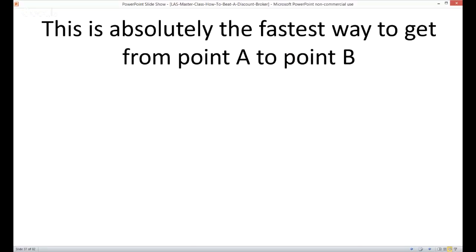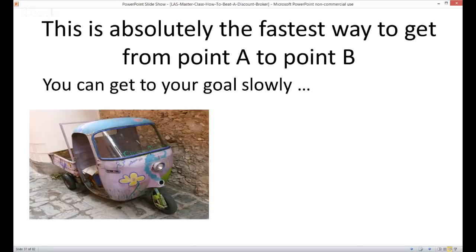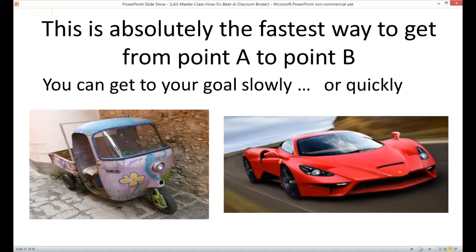Now, this is absolutely the fastest way to get from point A to point B. You can get to your goal slowly in this rickety old machine, or you can get there quickly in this hot red Ferrari.